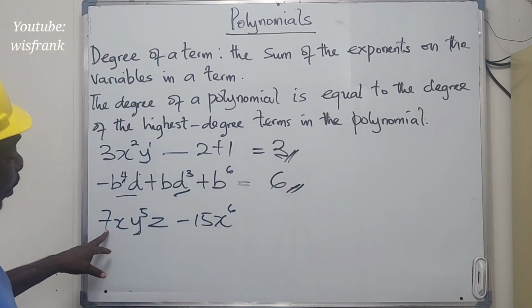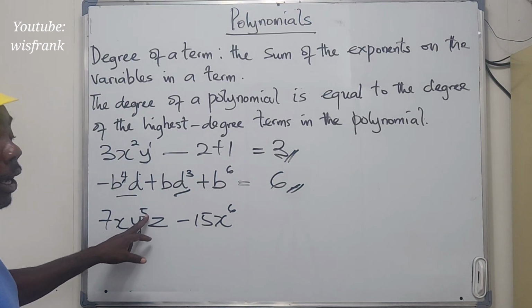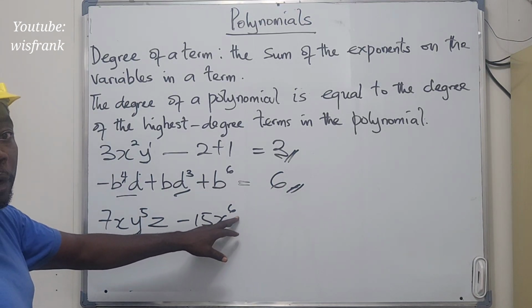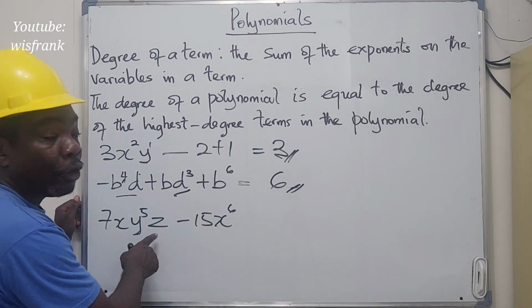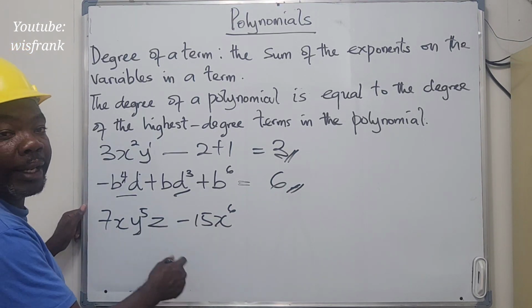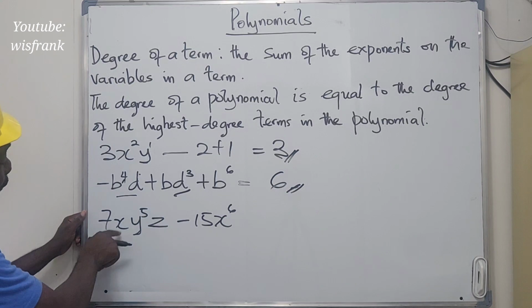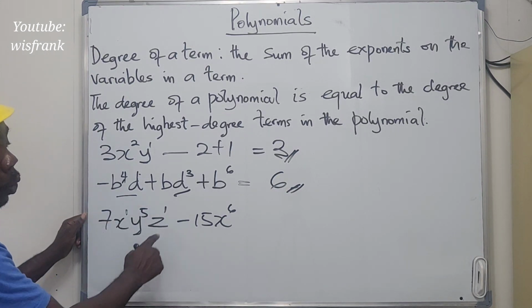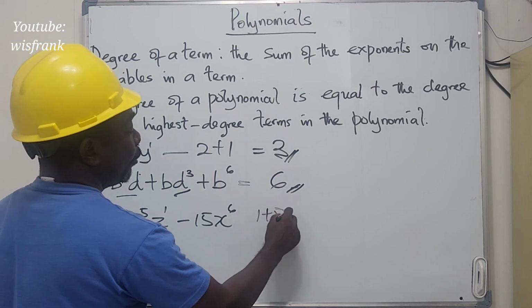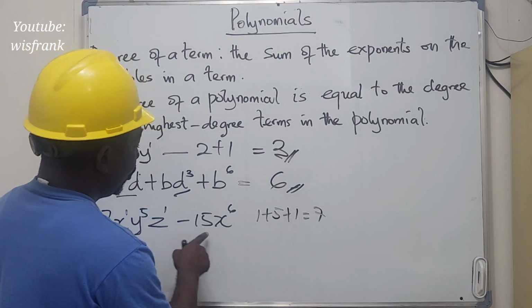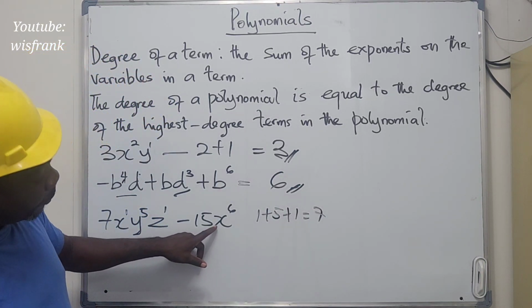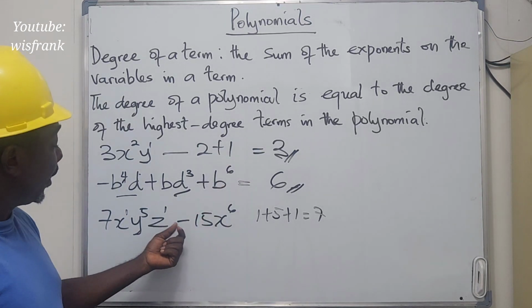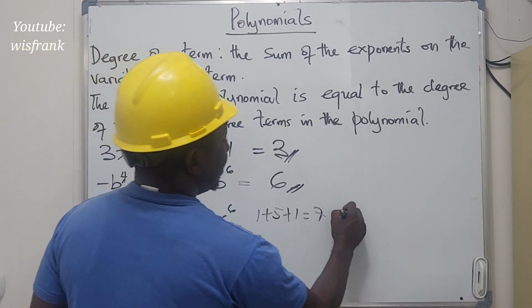So for here, we have 7x y to the power of 5 z minus 15x to the power of 6. For us to add up to know the sum of the degrees in this expression, we have, this is 1. When we add 1 plus 5 plus 1 will give us 7. Then in this one, we have x to the power of 6. So we have 6 here. So the highest degree in this expression is 7.